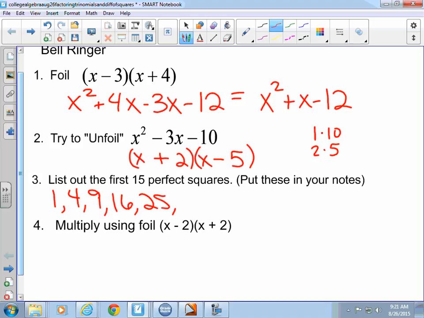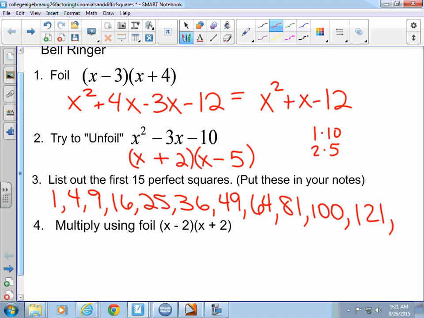Square 6. 36. Square 7. Square 8. 64. Square 9. Square 10. 100. Square 11. Square 12. Square 13. 169. And square 14. And square 15.